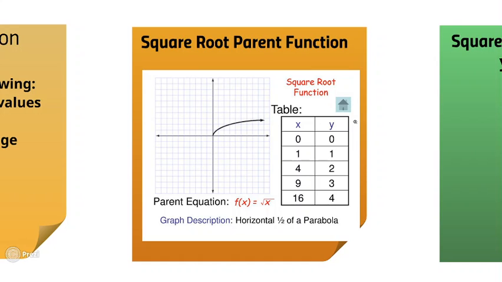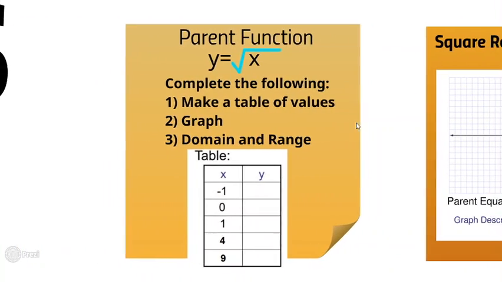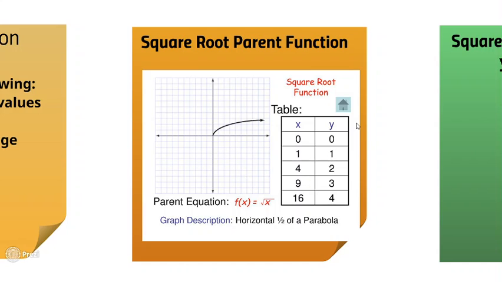Then you also found the domain and range. For the domain, you ask yourself, how far left does the graph go? And how far right does the graph go? So if you look here, when you ask how far left does this graph go on the x-axis, well, this is where the graph starts. The furthest left on the x-axis that it goes is 0.